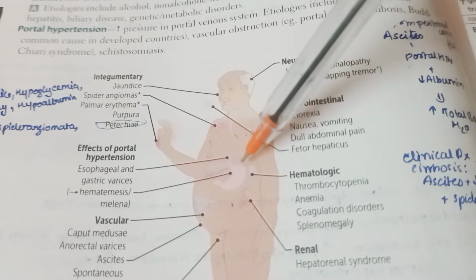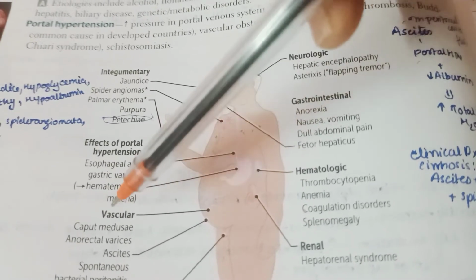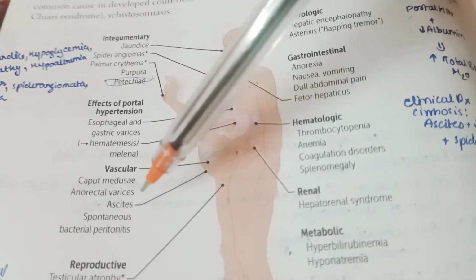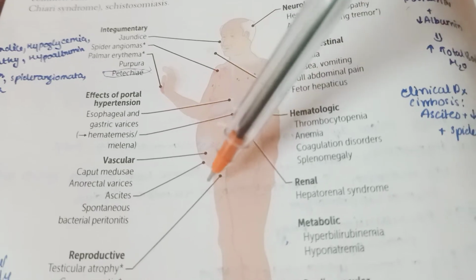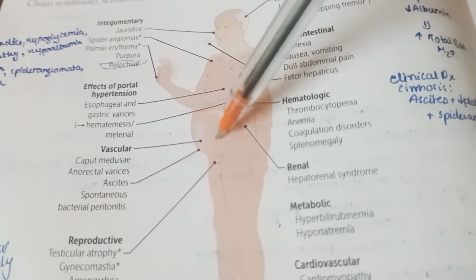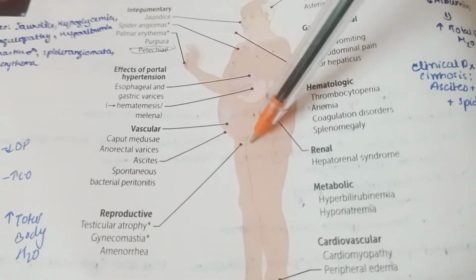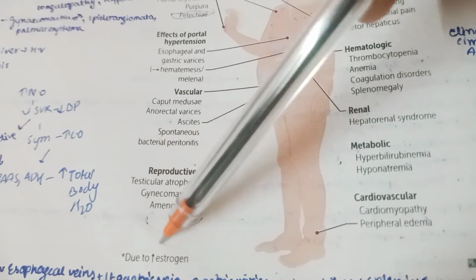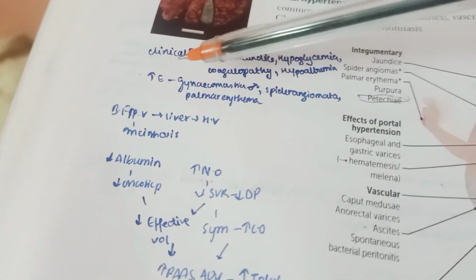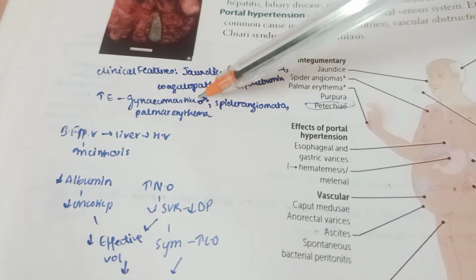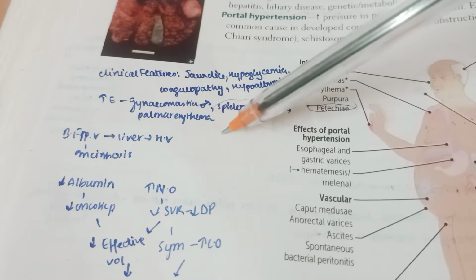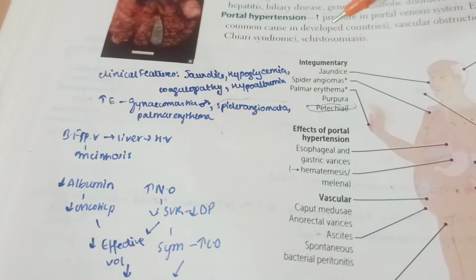Already I discussed what type of vessels are connected. That is leading to hematemesis, melena. Vascular: caput medusae, anorectal varices, ascites, spontaneous bacterial peritonitis. Reproductive: testicular atrophy, gynecomastia, amenorrhea. Why are all these conditions occurring? Because of increased estrogen. Whenever there is increased estrogen, it causes gynecomastia in males, spider angiomata, and also palmar erythema. All these are because of increased estrogen.